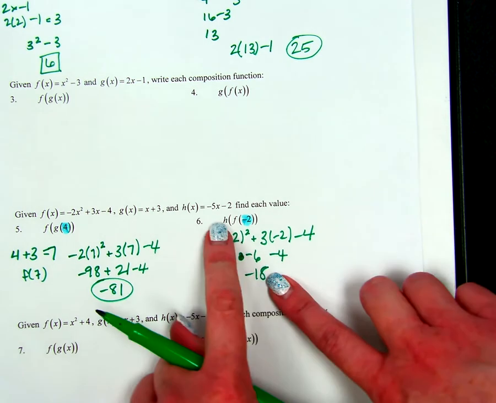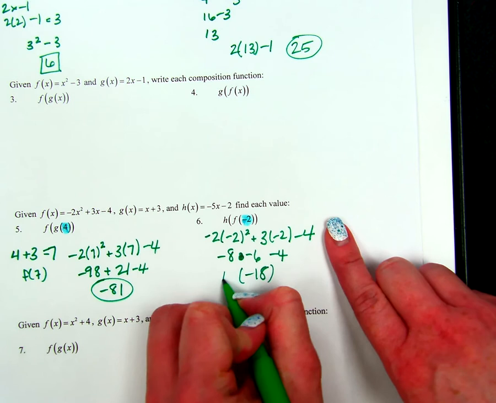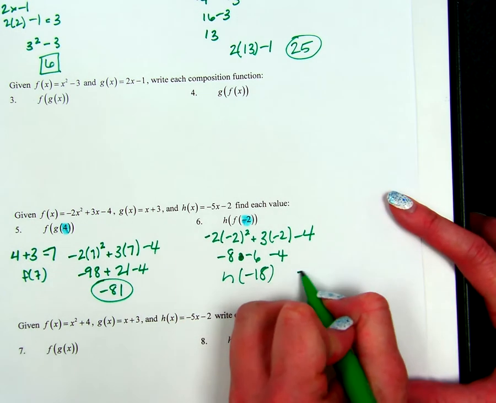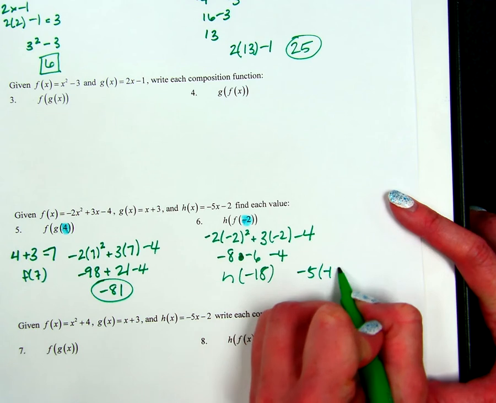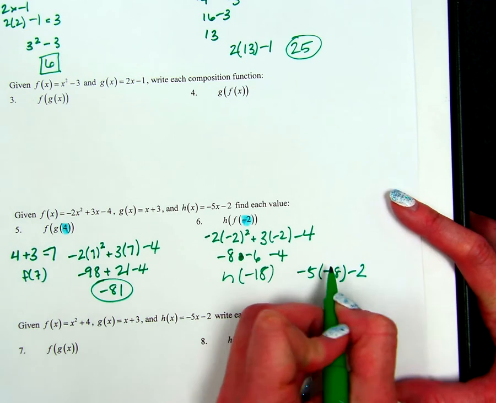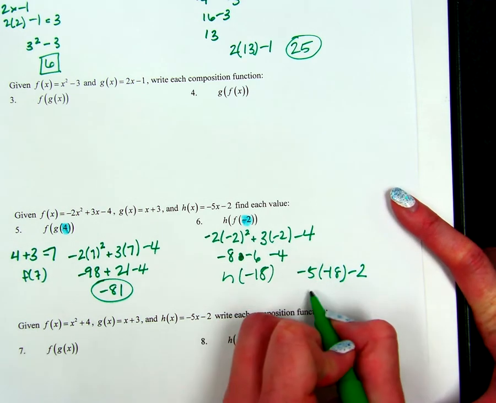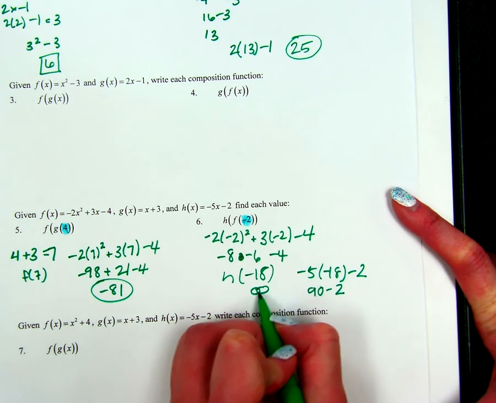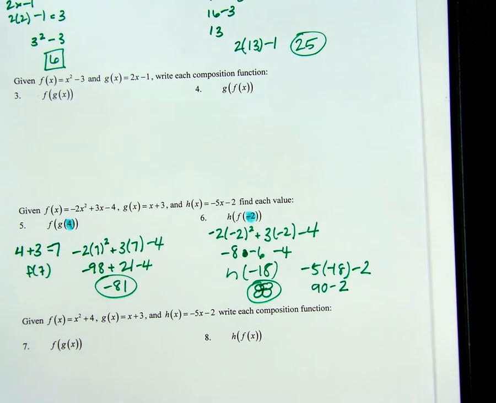Now we're going to take h of negative 18. We take our negative 18 and plug it into our h. So it's negative 5 times negative 18 minus 2. We're going to get 90 minus 2. So our final solution is 88.